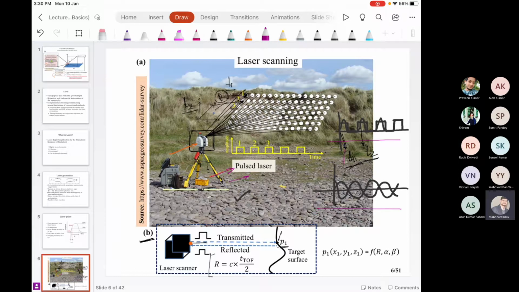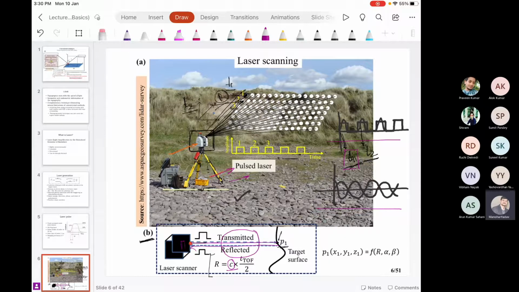So at time t1, a laser beam is generated that is pulsating in nature. It goes in the medium, hits the target and returns back. This medium is air over here. So in air, the speed of the laser beam is considered as the speed of light c. So we know at what speed this laser beam is traveling in the medium.